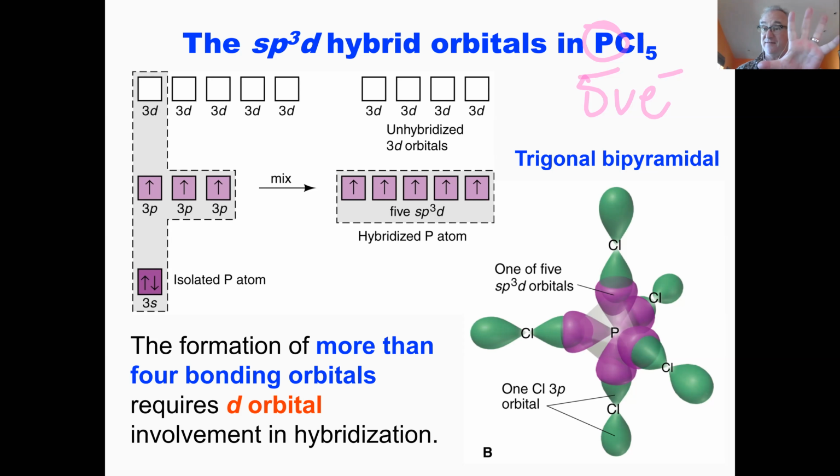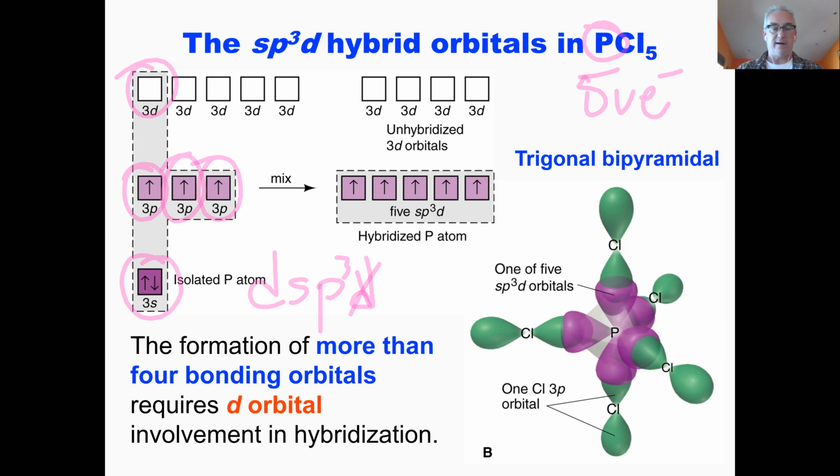So now that it needs 5 areas to put electrons, so 1, 2, 3, 4, 5, it mixes them together. Since we have 1 s and 3 p's, and oh, it's got a d, we call that sp3d. In England, for some reason, they put the d first. I don't know why, but over here, we put the d last. Whatever. sp3d. And so now we have 5 places to put valence electrons that are all equal energy.